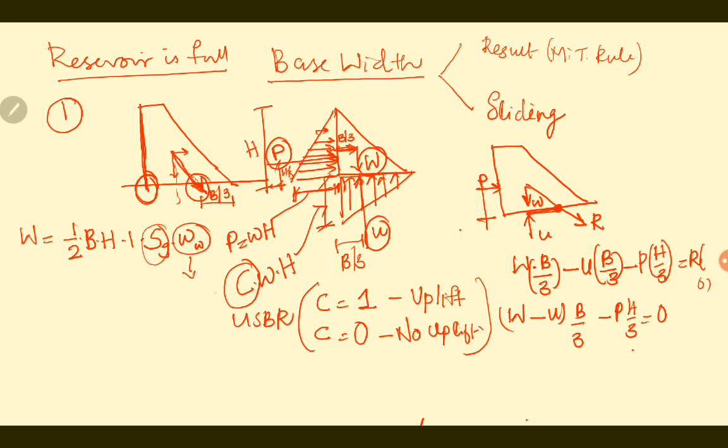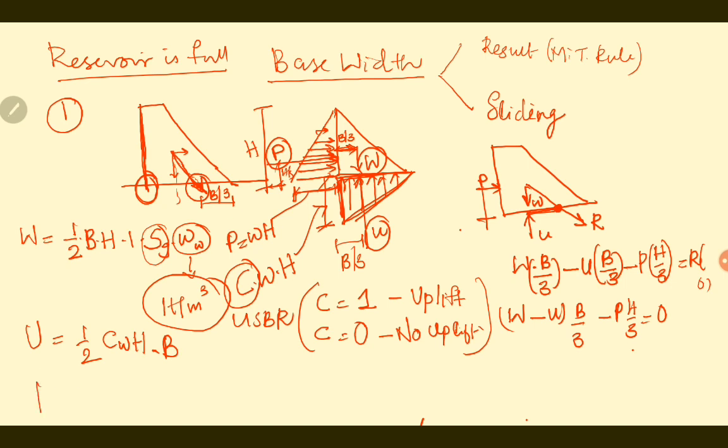W is the unit weight of water, otherwise 1 ton per meter cube. So this is the equation for W. Now what is this U? U is equal to half into this triangle, half into C W into H into B, half base into altitude, the area of this triangle. So this is the value of U.